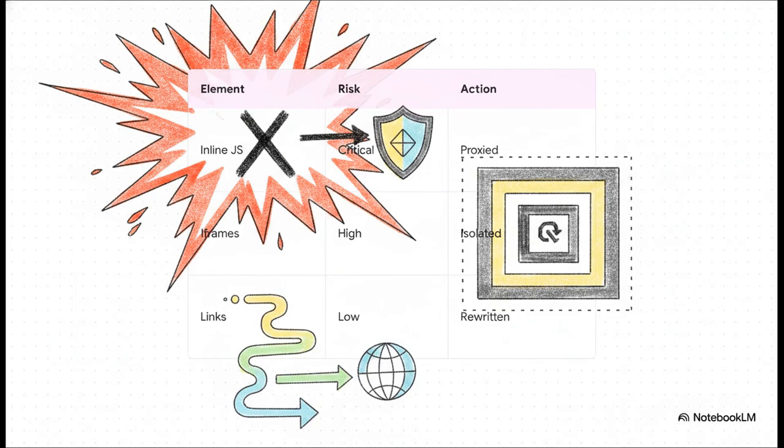And it is incredibly surgical about this. It processes every single web component based on its specific risk level. Take inline JavaScript. That's flagged as a critical risk, so it gets ripped out entirely or swapped for a safe proxy. Iframes? High risk. They get recursively isolated. Basic links are low risk, so the engine just rewrites the URLs to route through the proxy. Literally nothing gets a free pass.